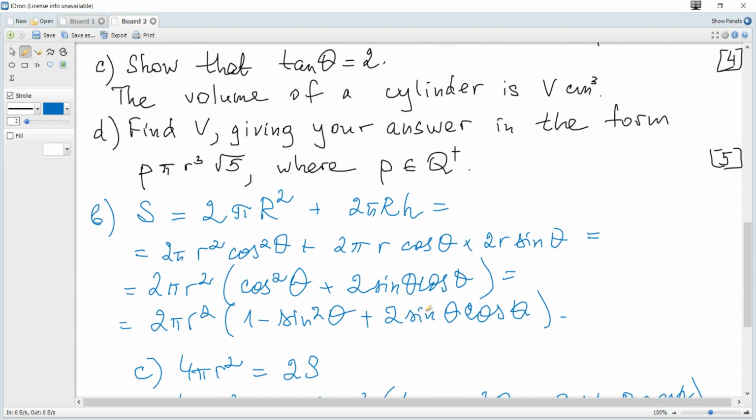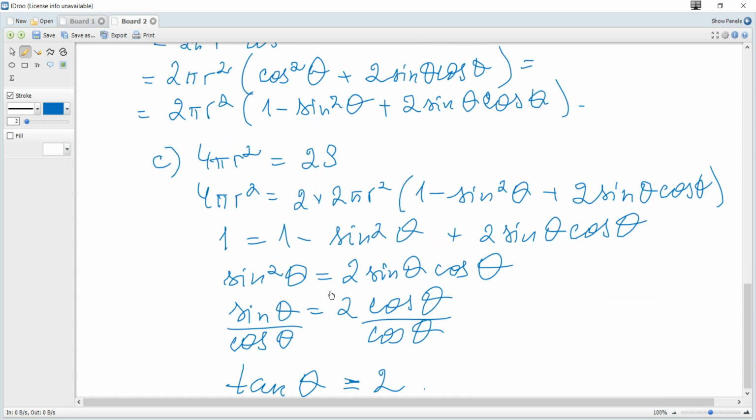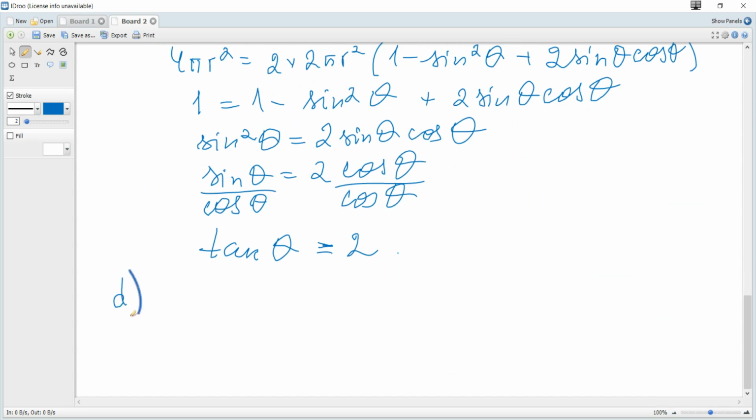Then the volume of the cylinder is V centimeters cubed. Question: find V, giving the answer in the form p pi r cubed times the root of 5, where p is a positive rational. The formula for volume is given in the data booklet, and for a cylinder it's the area of the base, pi r squared, times the height.